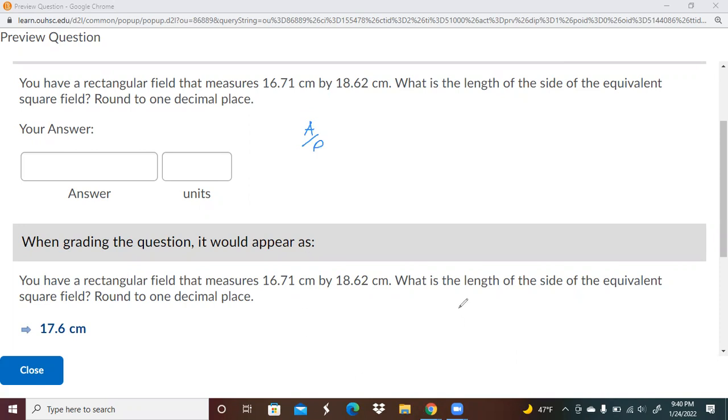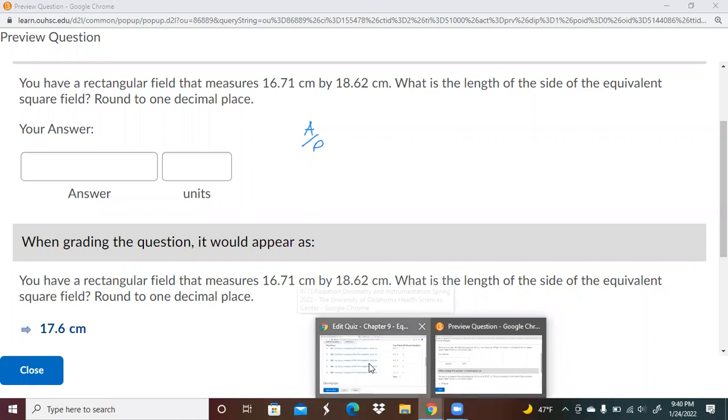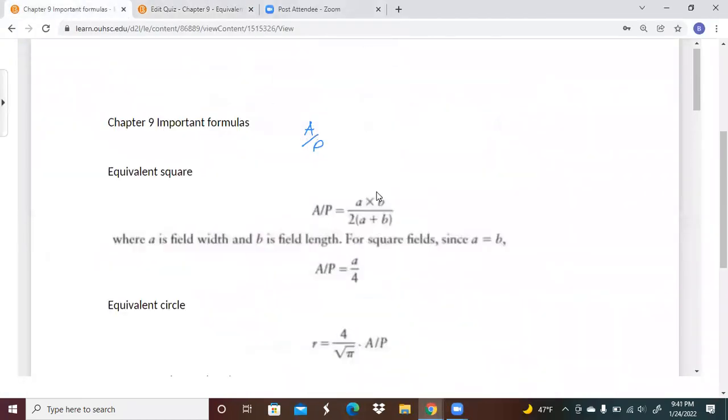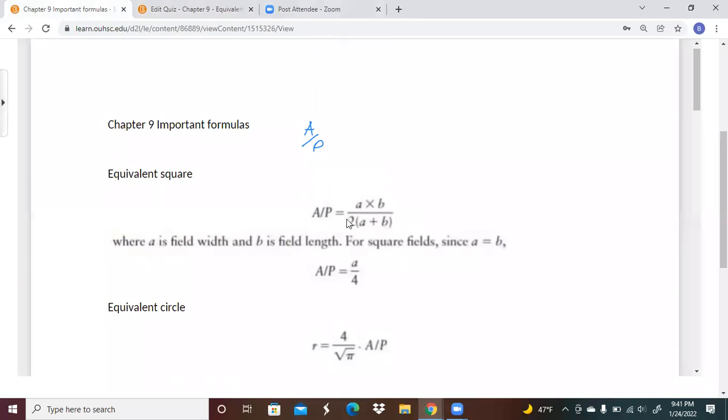Where does it come from? It's going to come from here. It's going to be this. We're also going to use this. The reason is that if you replace B with A, it's going to reduce down to this particular formula. So these are basically the same thing. It's just that this is a reduced form of this whenever A is equal to B.